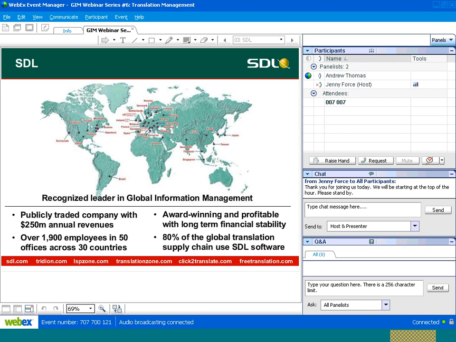SDL has been around for quite a while, for the past 16 years or so. We are a publicly traded company. We do have offices scattered throughout the world, and we do, of course, have some of the industry-leading technology under our roof that's used by about 80% of the globalization supply chain. So we think that gives us a pretty good advantage of being able to understand what kind of challenges companies are facing today when it comes to managing their global information.